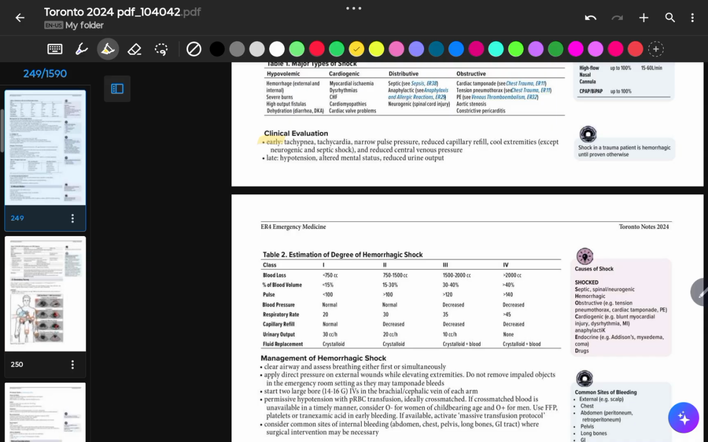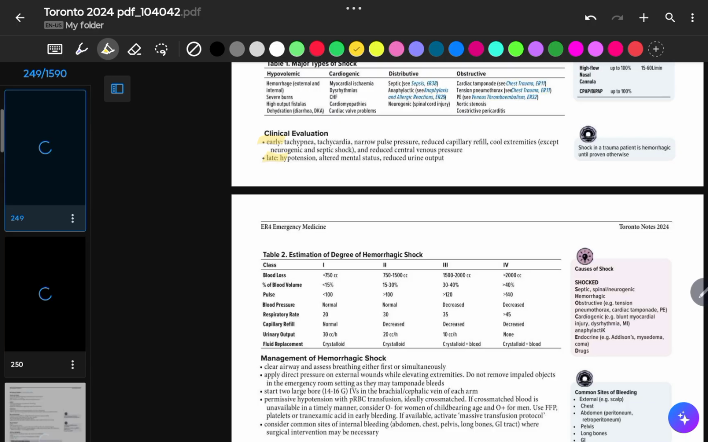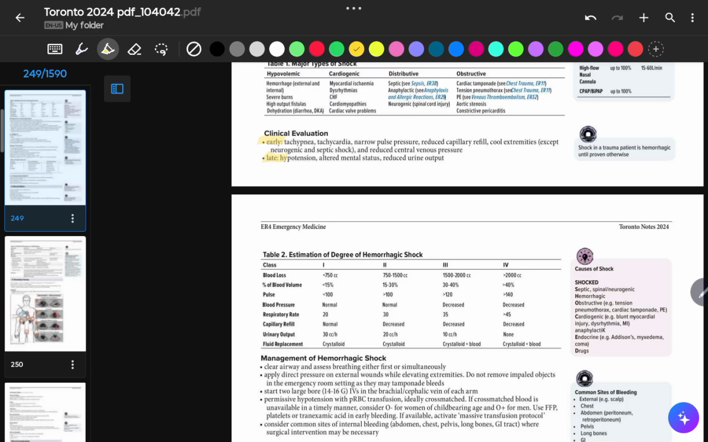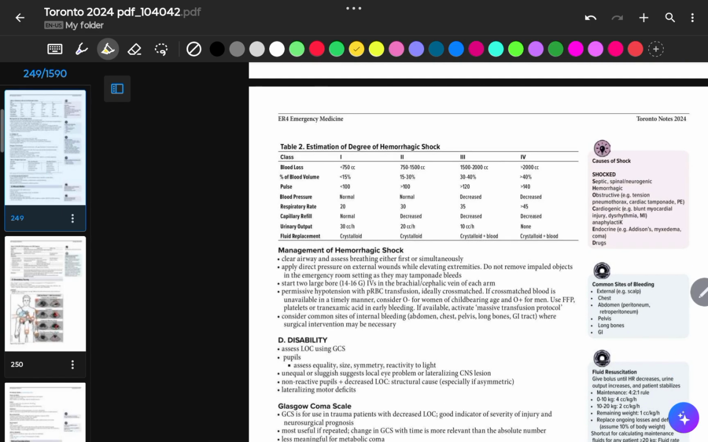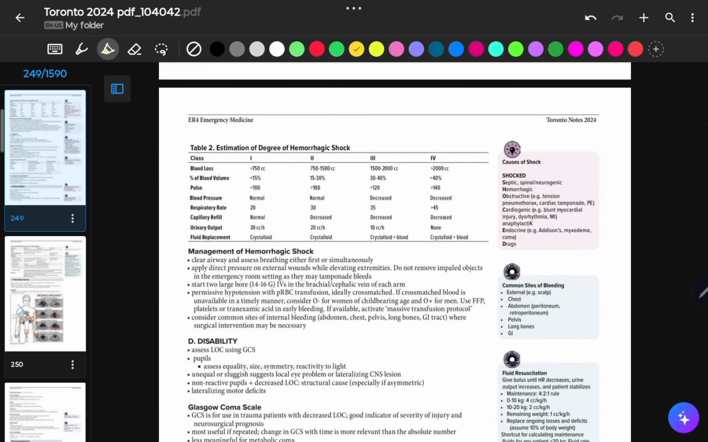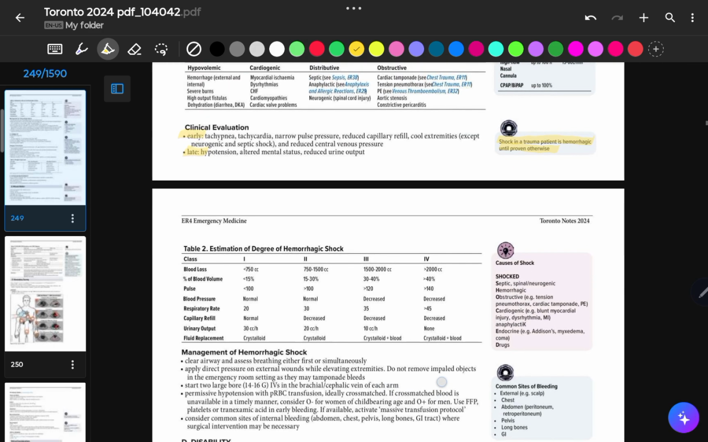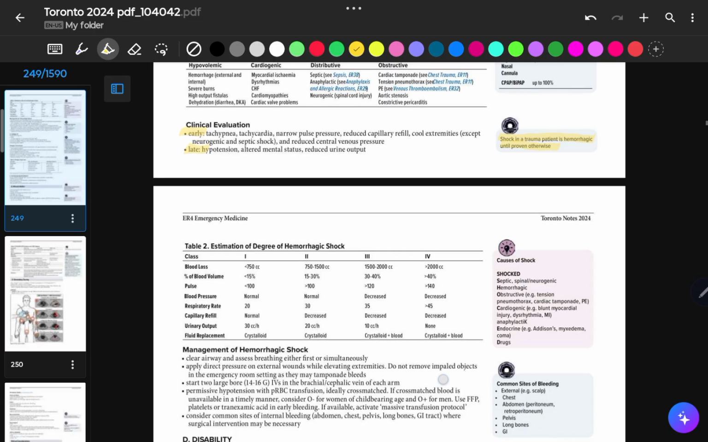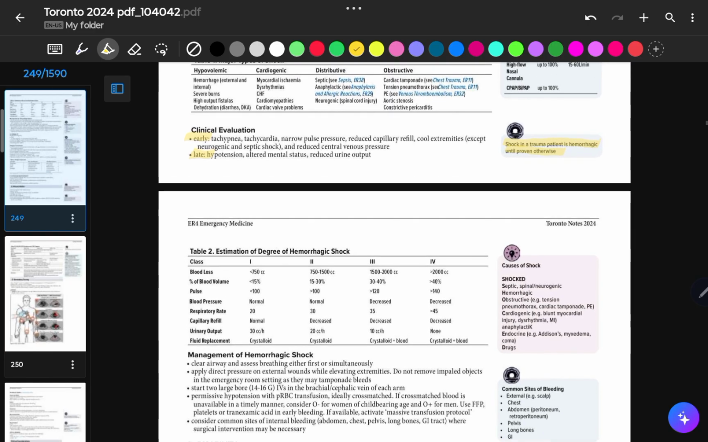Late signs of shock are your hypotension, decreased blood pressure, your altered mental status, reduced urine output. All right, so those are the main signs of late onset of shock. So shock in a trauma patient is hemorrhagic until proven otherwise, right? But if it's a patient who had heart failure disease, now they're presenting in shock, but they have no history of trauma or losses from diarrhea or burns, then you can think about cardiogenic shock. All right.